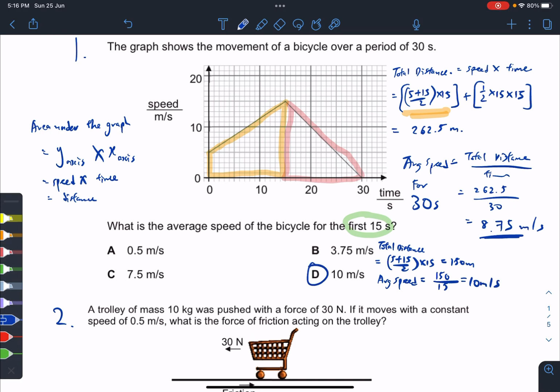Alternatively, average speed is initial speed plus final speed, divided by 2. You realize in that case, you also get the answer. The only issue is that initial speed plus final speed divided by 2 works when you are dealing with two speeds. If you are dealing with three speeds, then things get a little more complicated.